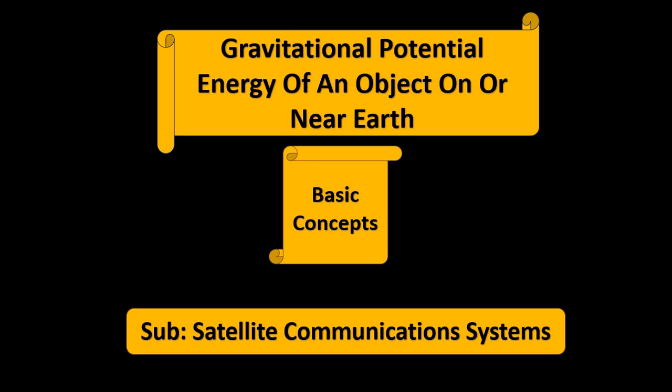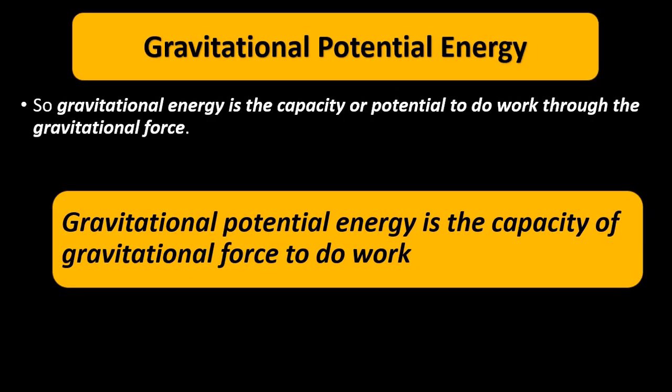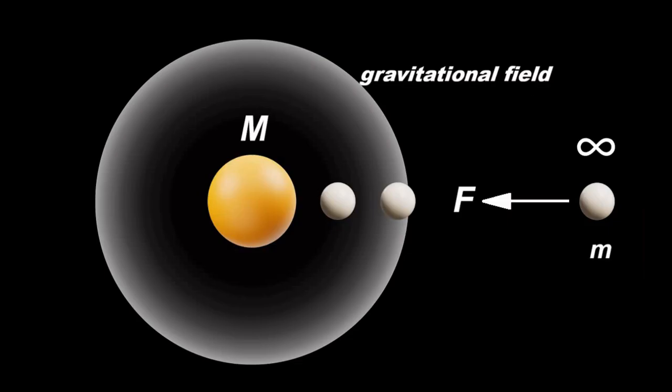Before that, let us quickly review the concept of gravitational potential energy. Basically it is the capacity or potential of the gravitational force to do work, to perform work through the gravitational force of attraction, the mutual gravitational force of attraction between two objects. So gravitational potential energy is the work done in bringing an object which is initially at infinite separation distance.